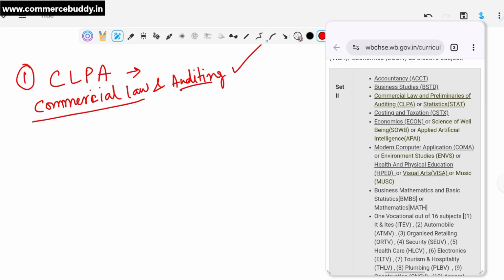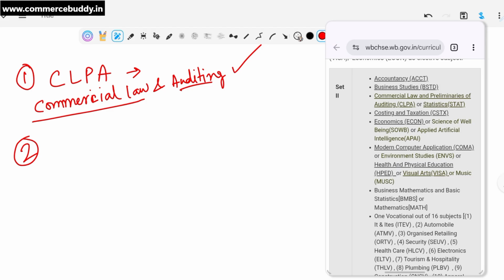So, this is the fourth subject we'll be learning in our 11, 12, and this is also a main subject in your higher education. So there is commercial law, a different subject. Preliminaries of auditing is a different subject. Whenever you are doing graduation, maybe a professional course, these are the common subjects you will face.